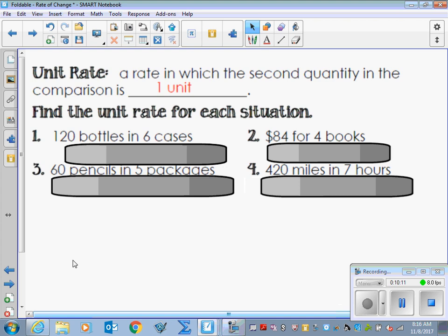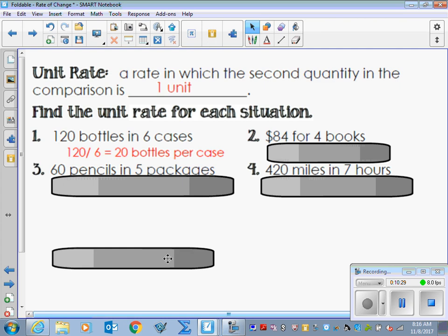Now, this is unit rate, like how much you pay per unit, per item. So it says a rate in which the second quantity in the comparison is 1 unit. So if you had 120 bottles in 6 cases, then you would take 120 divided by 6. That means you have 20 bottles per case. Okay, so you might want to write that down. This is just for unit rate. So if you have 120 bottles in 6 cases, 120 divided by 6 gives you 20 bottles per case.